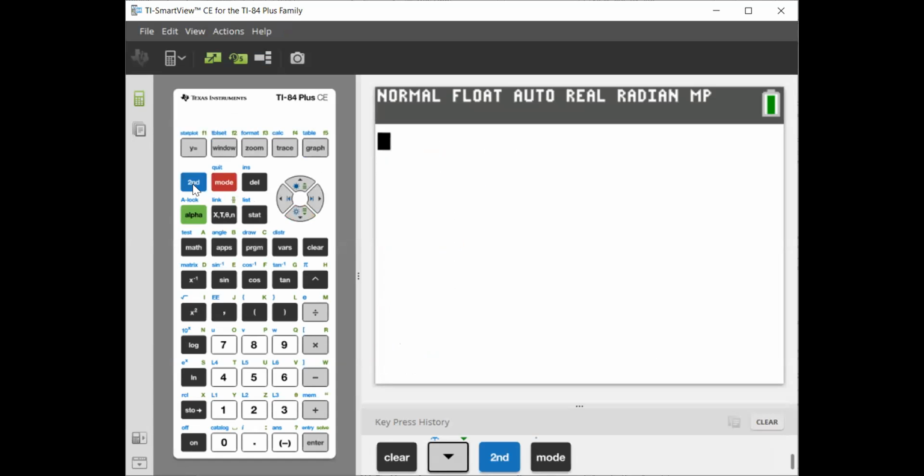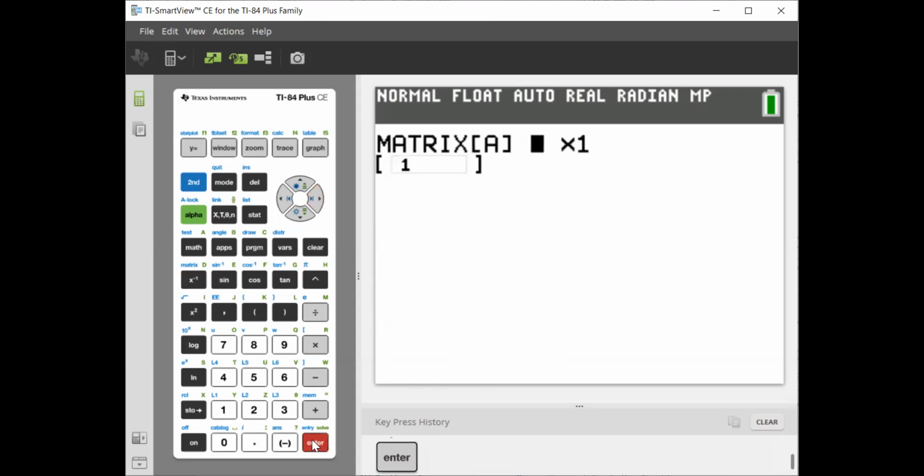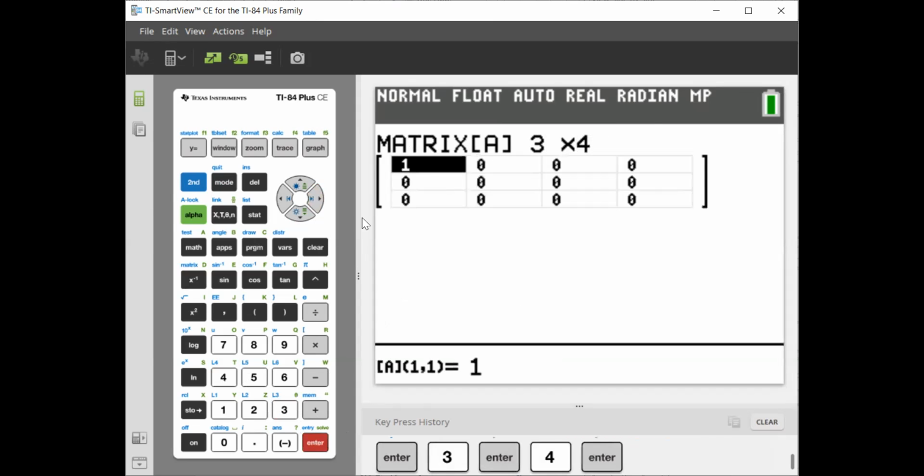Okay, to go into the matrix, you're going to press second, and then the matrix is right here. So second matrix, and we're going to enter our matrix in. So go to edit and choose 1. And then it asks you what your dimensions are. This is a 3 by 4 matrix. And then it gives us a space to write our coefficients in.